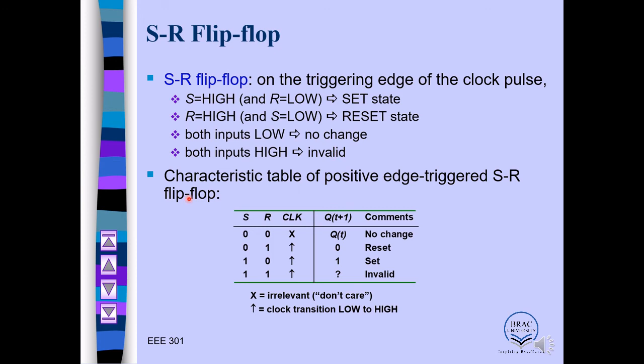This is basically the characteristics table of the positive edge triggered SR flip-flop. If you look here, there is no clock, that means there will be no change whatever the values of S and R. But when there is a clock, remember this is a positive edge clock. For negative edge it will be a downward sign, and the upward sign is for the positive edge triggered clock. If your R is high, that means reset. If your S is high, that means set, and the other is zero. If both are high, invalid. If both are low, no change. X represents don't care here.